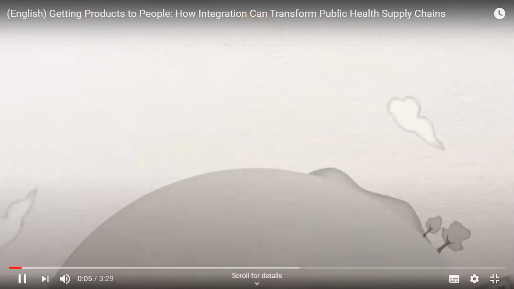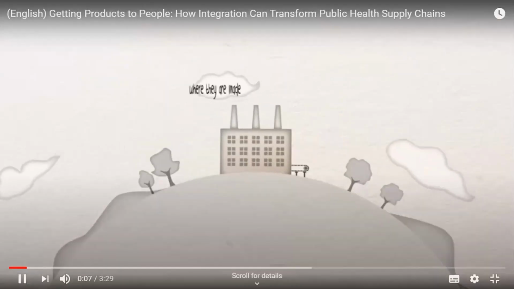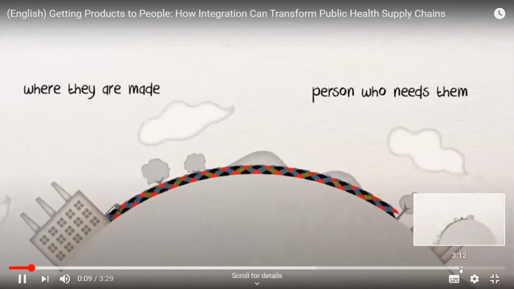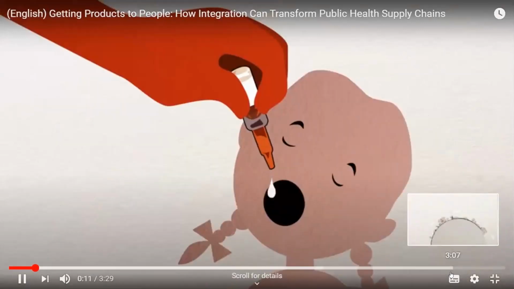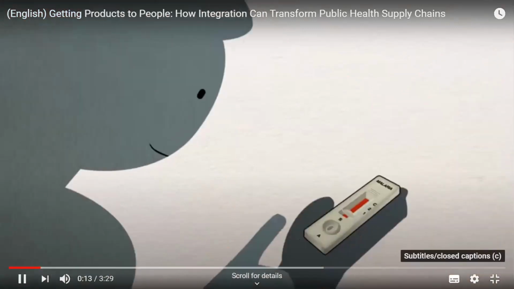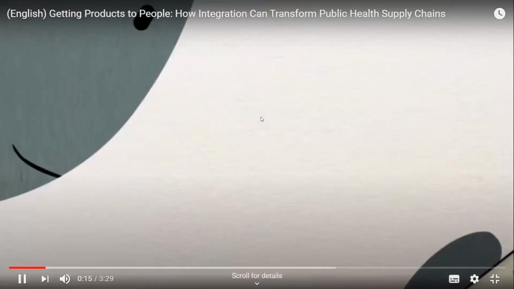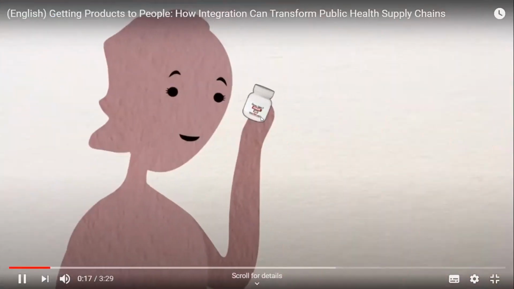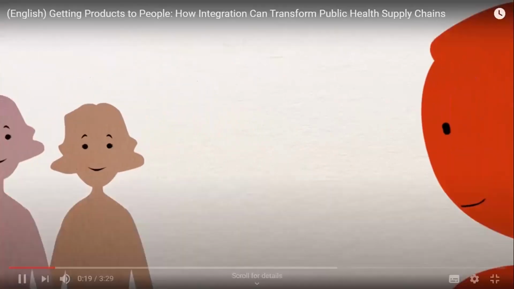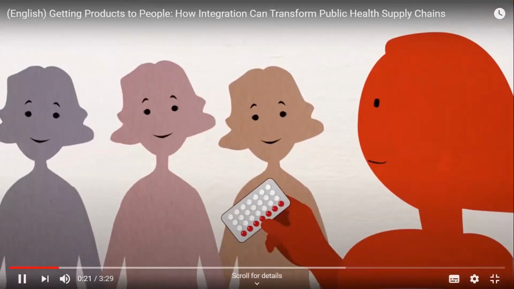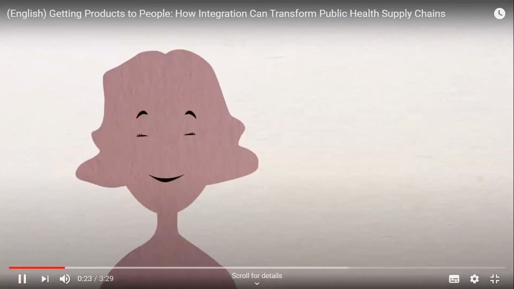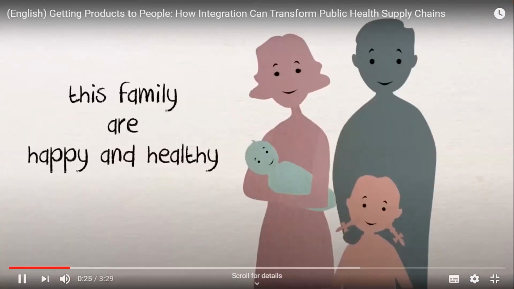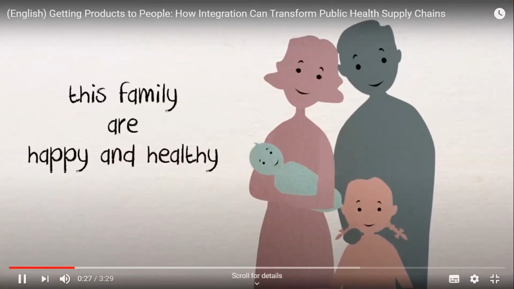A public health supply chain aims to get health products from where they are made to the person who needs them. A vaccine to immunize a child, a rapid test kit to test a sick patient for malaria, and the medicines to treat her if she tests positive. Contraceptives for women and families, so that this child, this woman, this family are happy and healthy.